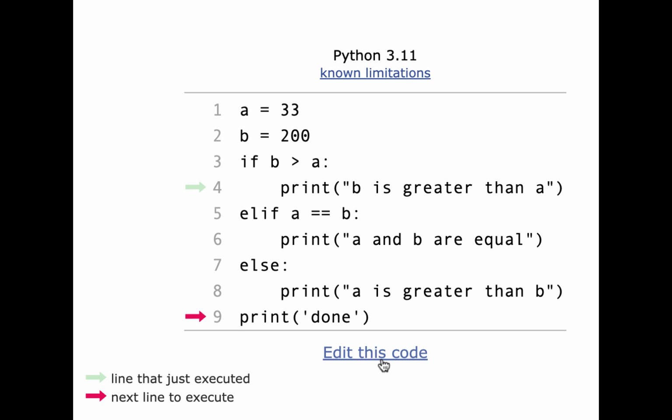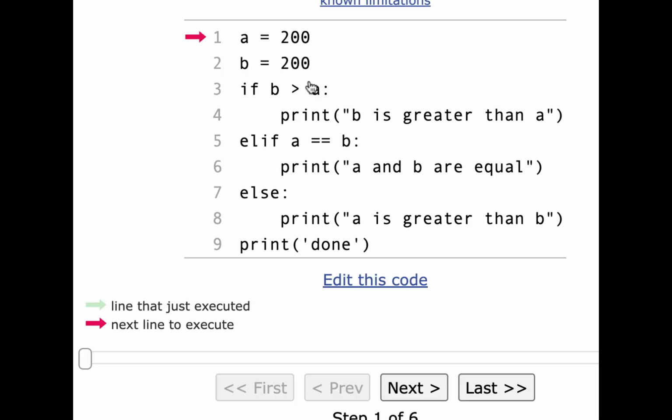I'll modify the code so that we have a different outcome at line 3. Okay, now both A and B will be 200. B is greater than A. That's going to be false. So it skips over the body there, and it's going to check the second conditional. So it'll check else if, is A equal to B? It is, so it'll execute line 6, and then it'll skip over entirely the else and jump to the print done.